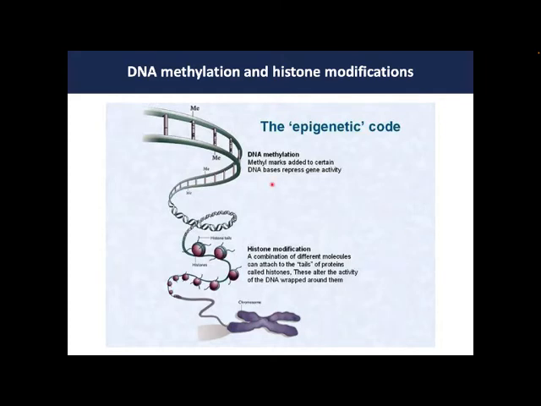The first is DNA methylation. The methyl mark added to certain DNA bases represses gene activity. And the second one is histone modification. Histone modification is a combination of different molecules that can attach to the tails of the protein. Histones have tails, and those tails are modified by various types of chemical modifications. And those modifications affect the activity of the DNA wrapped around them.